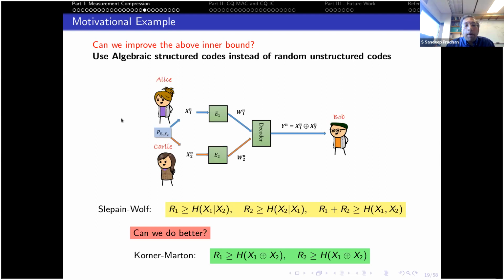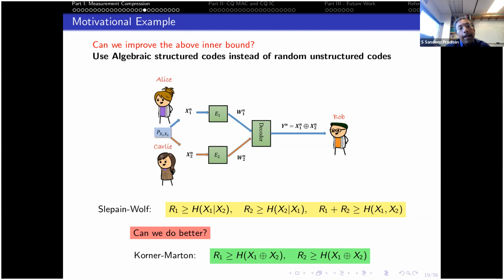This is a classical problem. So we have Alice and Charlie again. This is all classical. We want to build some intuition here before we go to quantum, because if you want to learn quantum, you need to be good at classical. So let's look at why structure helps when there is interaction among three parties. And this is where computation also comes into the picture.